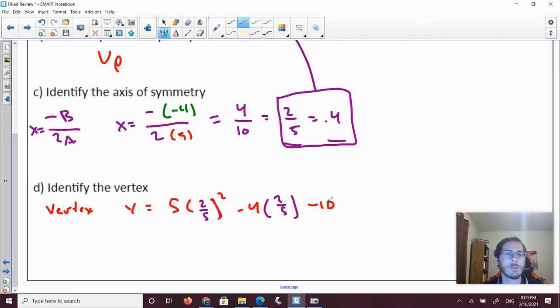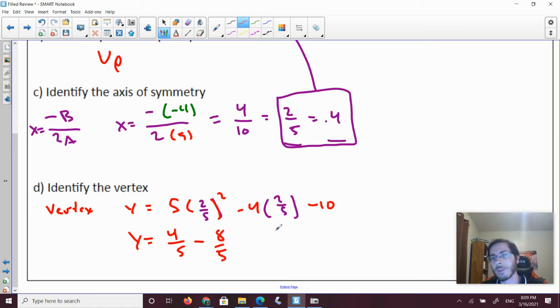The reason I think the fraction might be a little bit easier is because with 2/5, this squared here is going to cancel out one of the 5s. So it's going to be, what's it going to be? 4. That 5 will cancel out. We'll be left with 1. So 4/5 minus, and then over here, we're going to get 8/5 because 4 times 2 is 8.